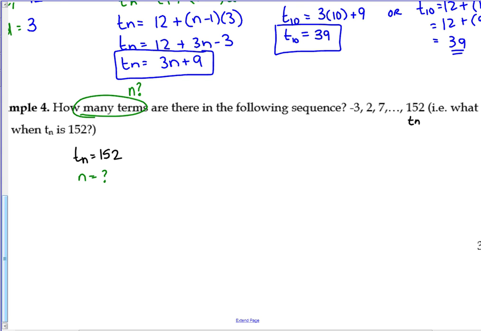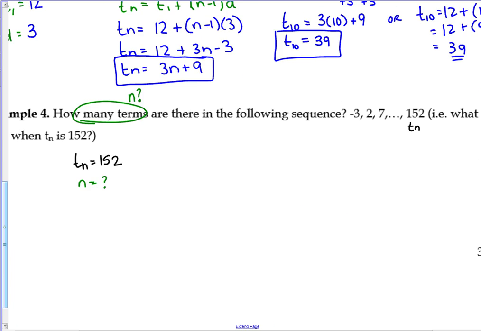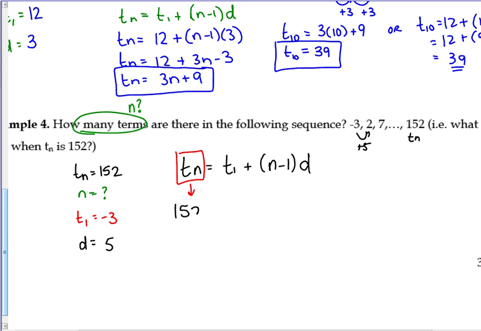What else do we know? Okay, something's wrong with this. Okay, term 1 is -3, and what's the common difference? 5. Adding 5. So we can sub it into our good old arithmetic formula. For any arithmetic sequence, this formula works. We're going to replace T of n with 152. Our last term equals, what's our first term? -3 plus, do we know what n is? No, that's our unknown, and our common difference is 5. Okay, so we need to solve for n.